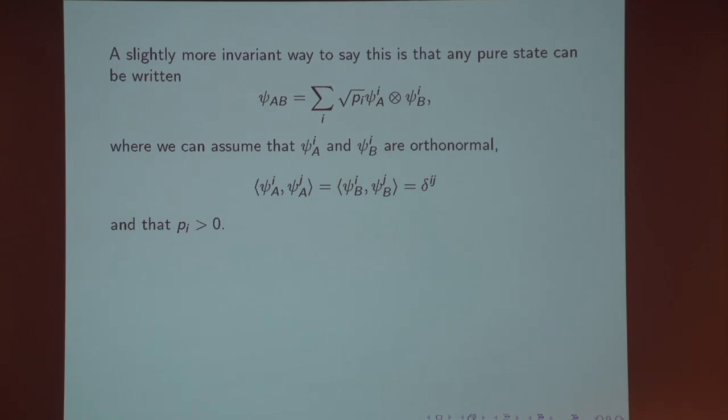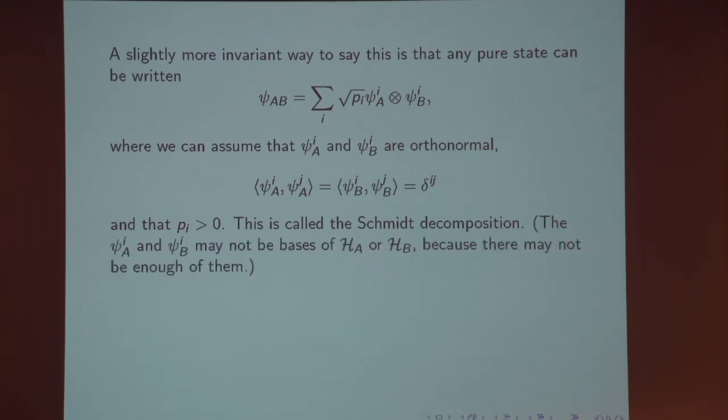Now, without actually making the unitary transformation, a slightly more invariant way to say it is that any pure state can be written in this form, where we can assume that psi_A and psi_B are orthonormal, and that the p's are positive. If one of the p's were 0, we would drop it from the sum. That's called the Schmidt decomposition of a state of a so-called bipartite system. In general, we shouldn't assume that the psi_A's and psi_B's are bases, because there may not be enough of them, but they are orthonormal vectors.